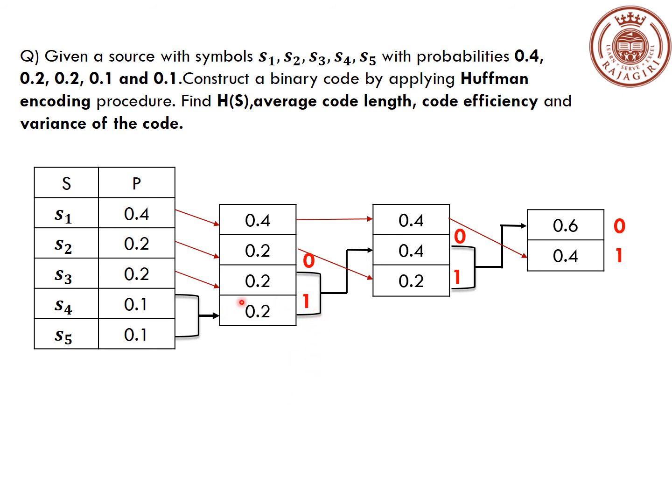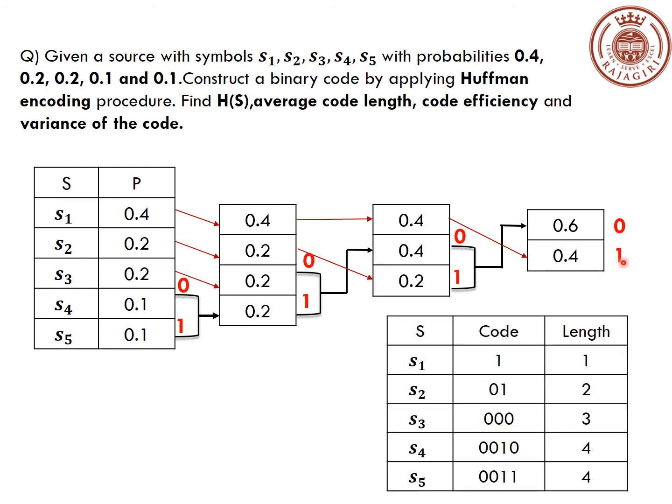Okay, similarly, you can see that the 0.2 that I have is a composite symbol, which again has assigned values 0 and 1. So the question is, how do I create the code word after these mappings are done? Let's look at the first symbol S1. S1 with the probability 0.4, the same symbol is here, here, and here, and the value assigned is 1. So S1 will have a code of 1.